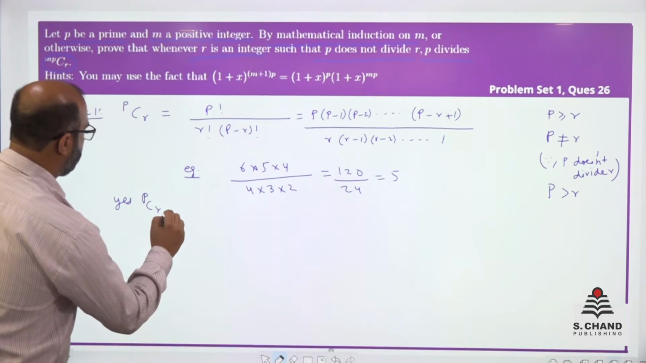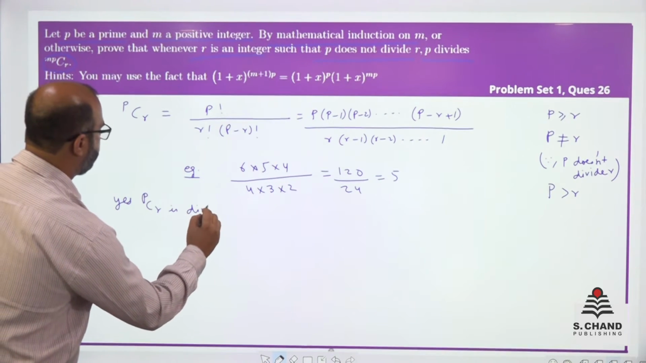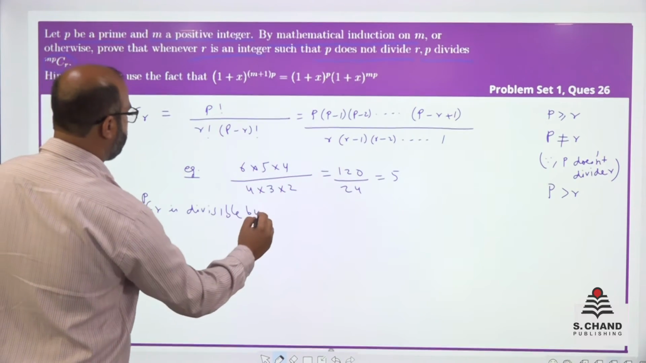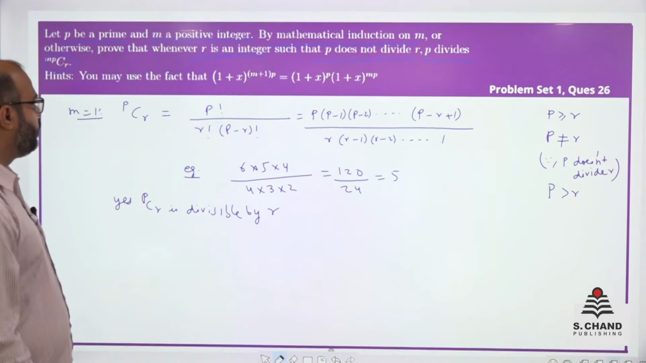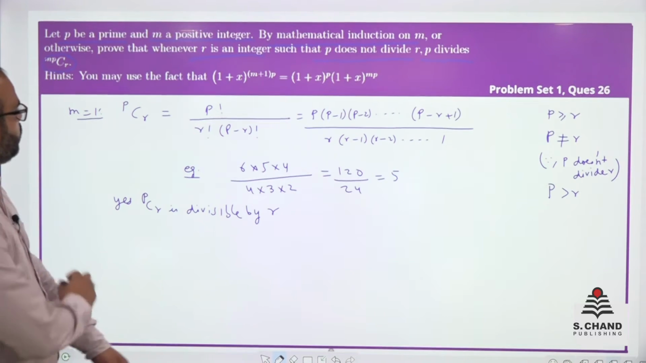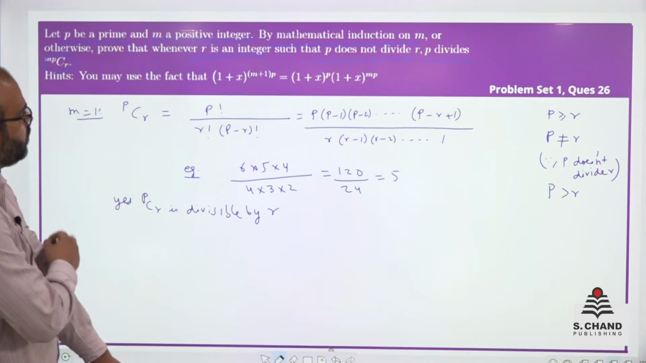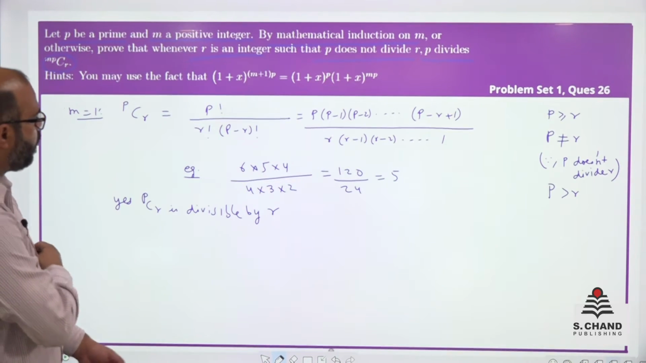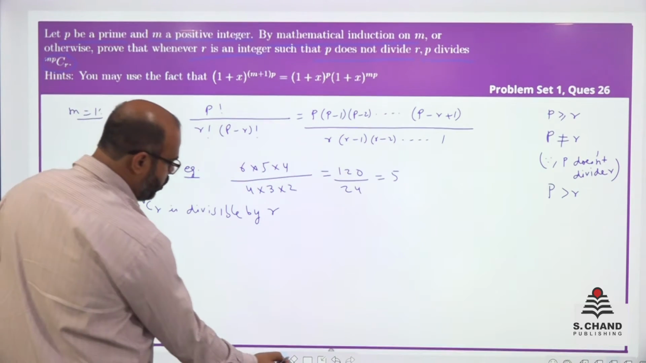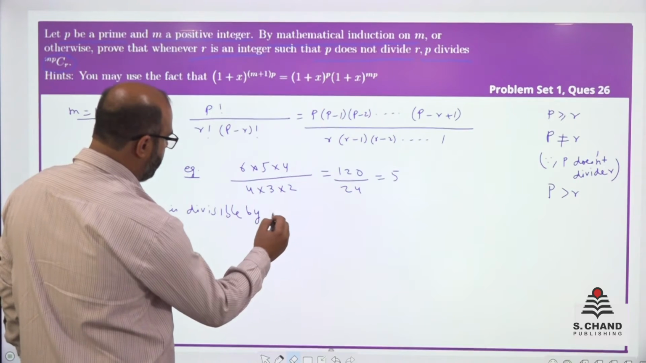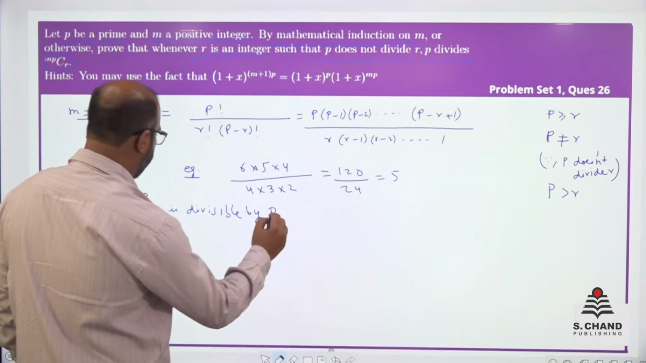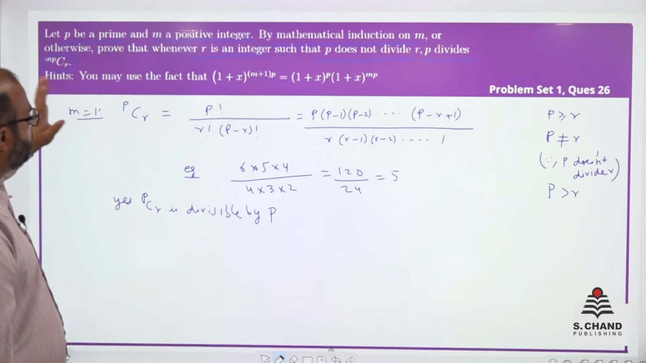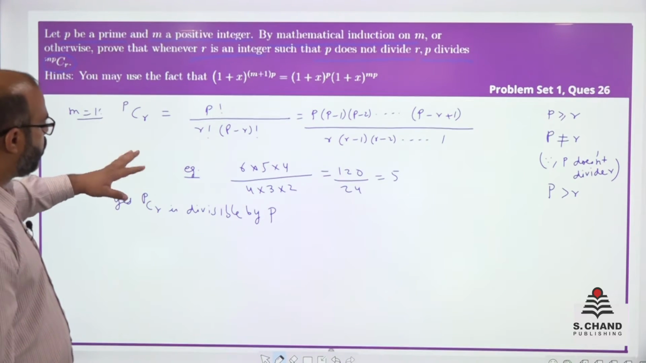So, we will say yes, pCr is divisible by, not by r, sorry, by p. Yes, p divides mPCr where m is equal to 1.